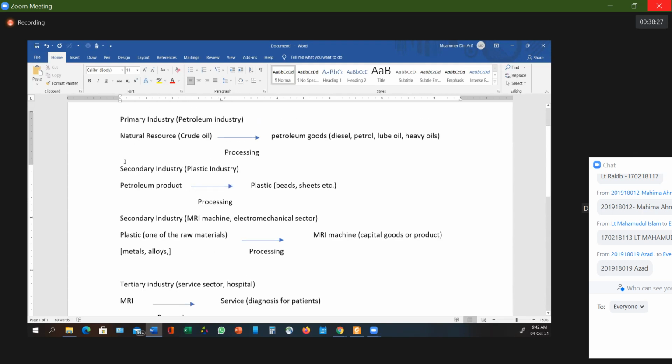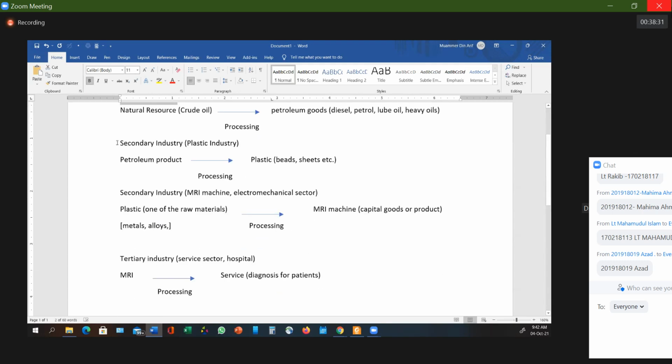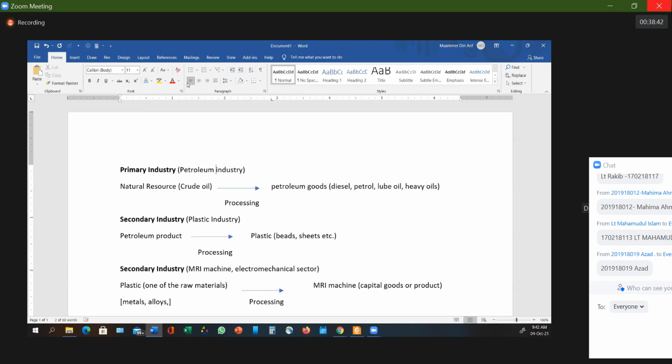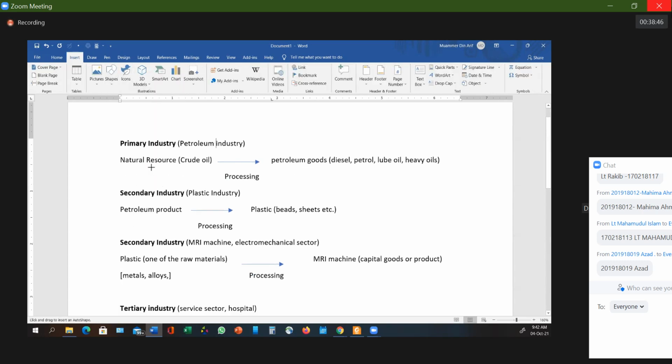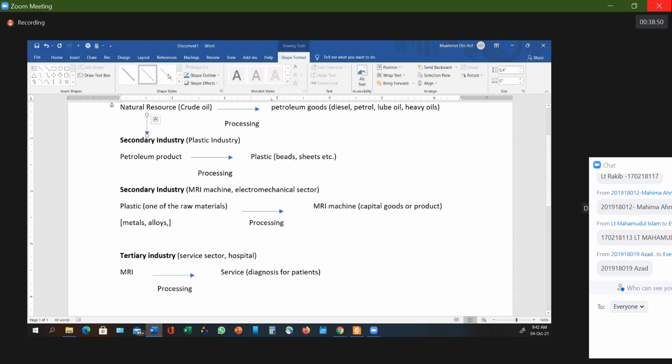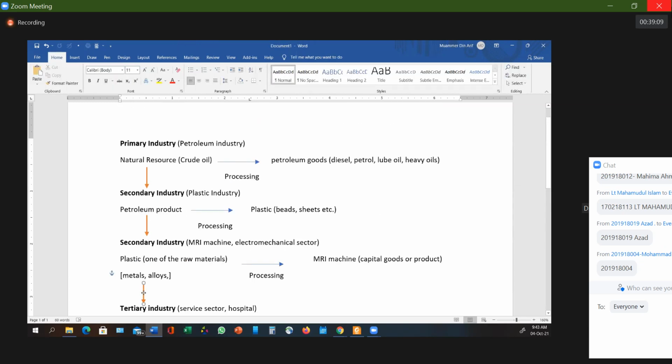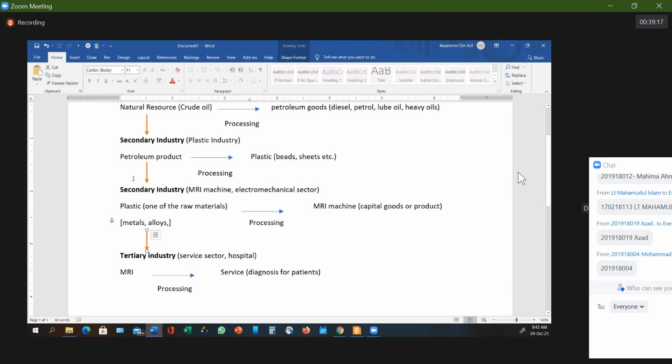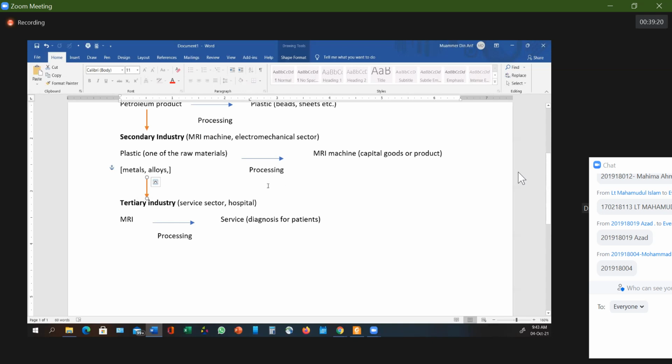So you see, you have a primary industry, then the first secondary industry, then the second one, and then the tertiary. And you can see that they are linked. From primary it comes to secondary, right? Let's hope you see this. Then from secondary to another secondary. Then finally it's coming to the tertiary. So you see there is a chain. What I am saying is there may be more than one primary industry, more than one secondary industry, and then the tertiary. And there may be more than one tertiary industry.